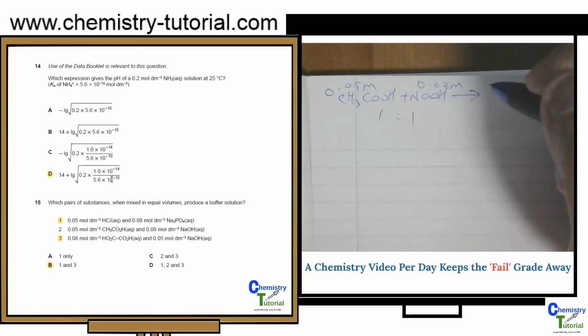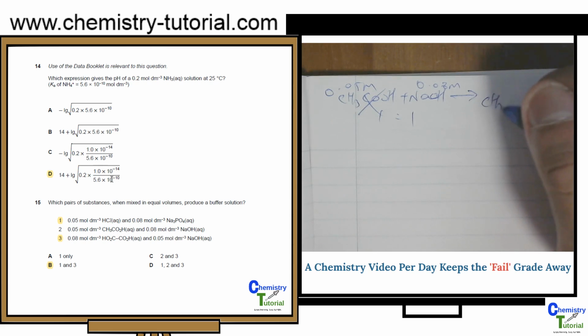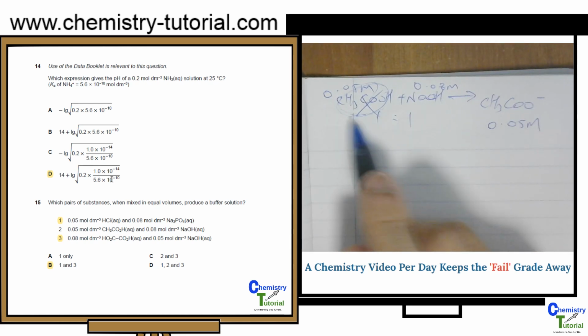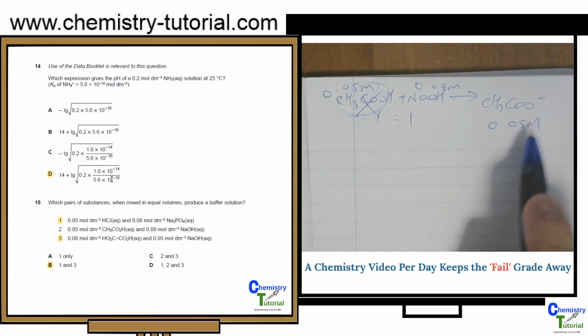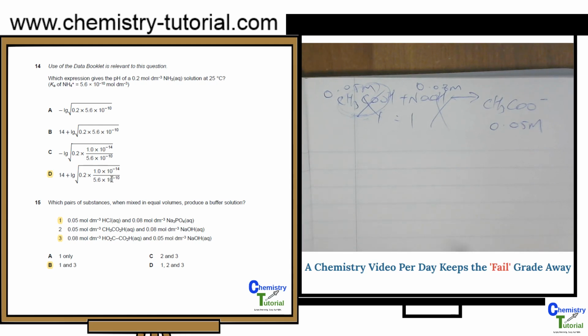If they are mixed in equal volumes, notice that this will be consumed completely. Yes, although you do get the conjugate base, which is CH3COO-, in this case it will be 0.05. However, there's no accompanying conjugate acid to match with the conjugate base. So for you to have a buffer, you need to have a conjugate acid-base pair. So therefore, option 2 is out. There's no buffer being generated. You have a hydroxide, a strong base, and a conjugate base.